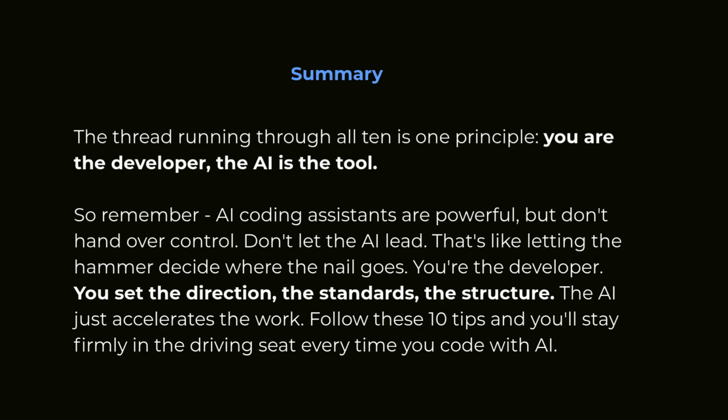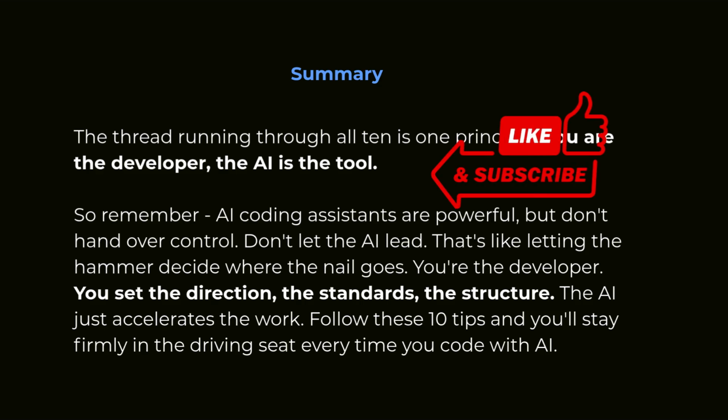In summary, the thread running through all 10 is one principle. You are the developer, the AI is the tool. So remember, AI coding assistants are powerful, but don't hand control over to them. Don't let the AI lead. That's like letting the hammer decide where the nails go. You're the developer. You set the direction, the standards, the structure. The AI just accelerates the work. Follow those 10 steps and you stay firmly in the driving seat every time you code with AI.